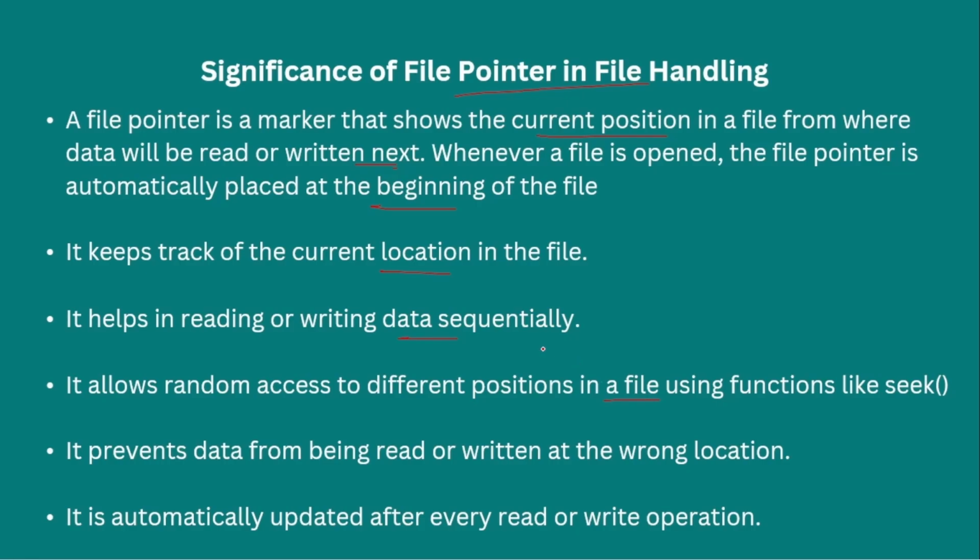Random access to different positions in a file using functions like seek. So if we do seek 0, it will move to the original starting position. If we do seek 3, it will move to the third position, like from the third character it will read. It prevents data from being read or written at the wrong location. It is automatically updated after every read and write operation.